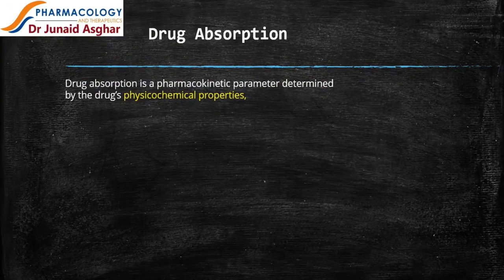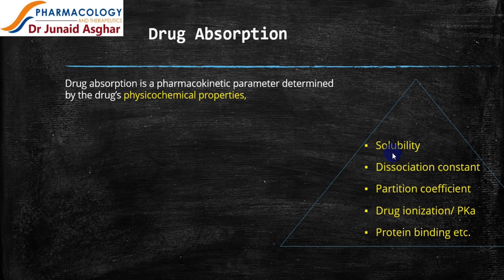Now, drug absorption is a pharmacokinetic parameter determined by the drug's physicochemical properties. Now, what are those physicochemical properties? They include the solubility, the dissociation constant, partition coefficient, drug ionization or pKa of a drug, and protein binding. Now, other factors include the formulation and the route of administration of a drug.